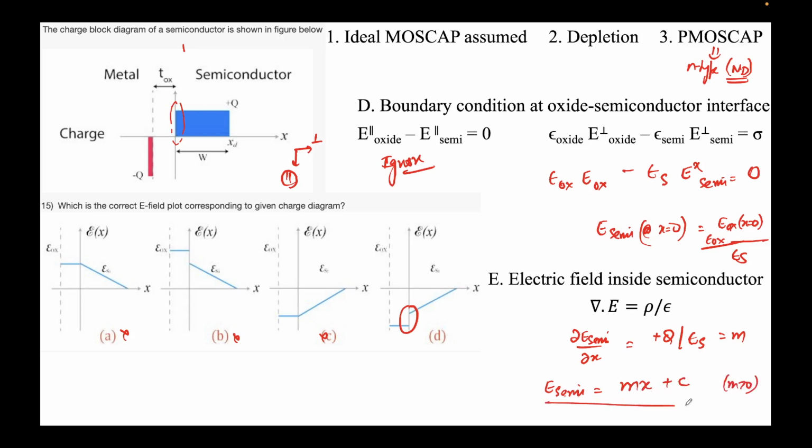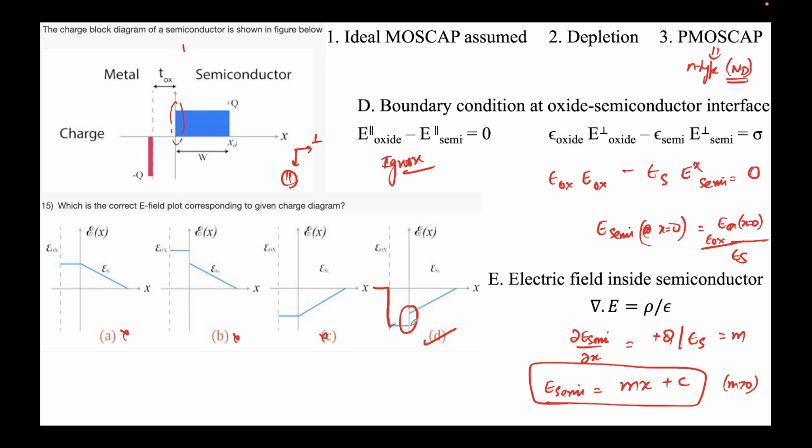Okay, so we must get a straight line. M is known, c is not known, but you can find the value of c from this boundary condition. Essentially you must get a straight line with positive slope. We get in this. So remember, this was electric field is 0 inside metal. Then we see a jump due to this interface charge.